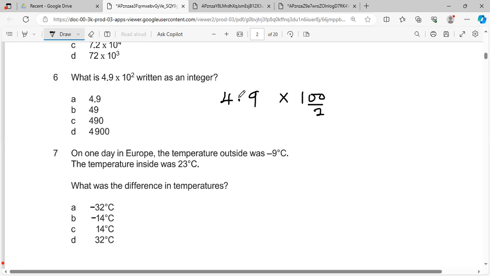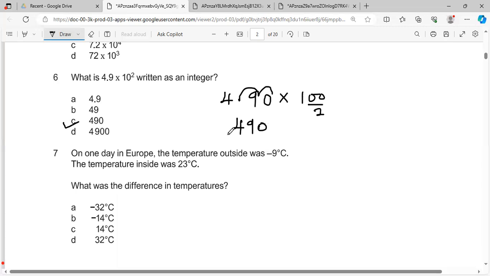Now we can only move 1 place, so let us add a 0. And then see here, 1, 2. So it actually will be 490 and not 4,900. That would only be 10 cubed. But then, you have to write it as an integer. But 490 is an integer.